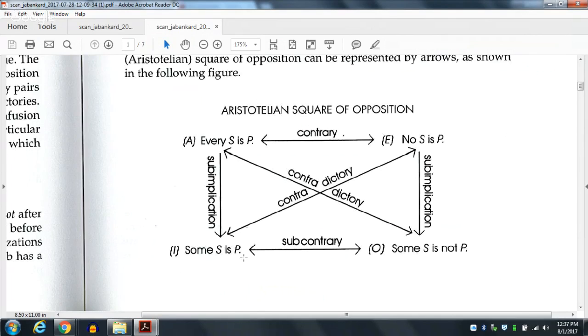All right, what's the relationship between I and O? A subcontrary, okay? I and O are subcontraries, and what that means is both I and O can be true at the same time. Both cannot be false. So it's the exact opposite of the relationship above between A and E. Both I and O can be true, but both I and O cannot be false.